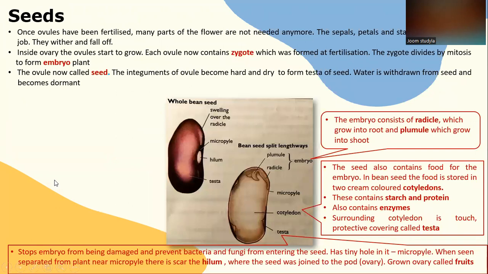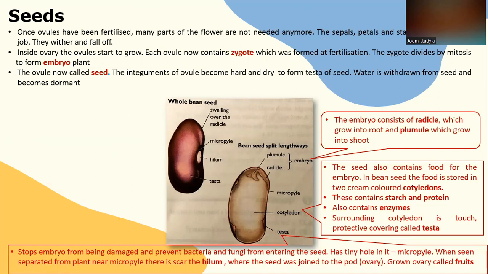Seeds. Once the ovule has been fertilized, many parts of the flower are not needed anymore. The sepals, petals, and stamens have done their job. They wither and fall off. Inside the ovary, the ovules start to grow. Each ovule now contains a zygote, which was formed at fertilization. The zygote divides by mitosis to form an embryo plant. The ovule is now called a seed.